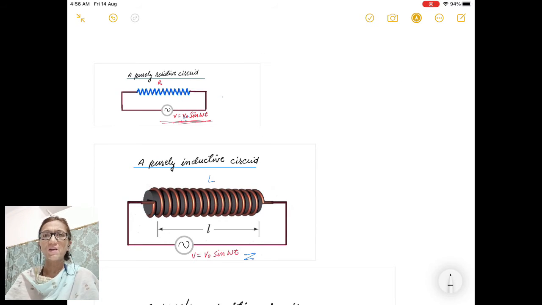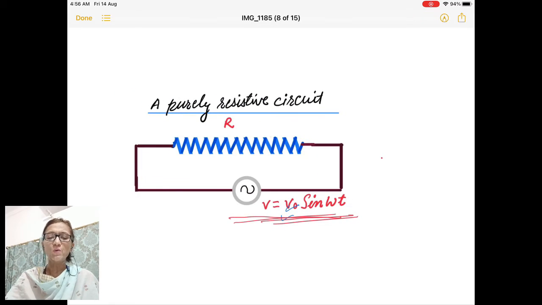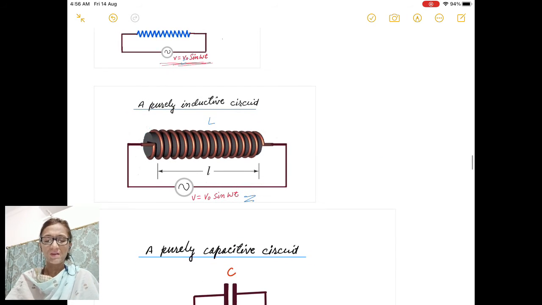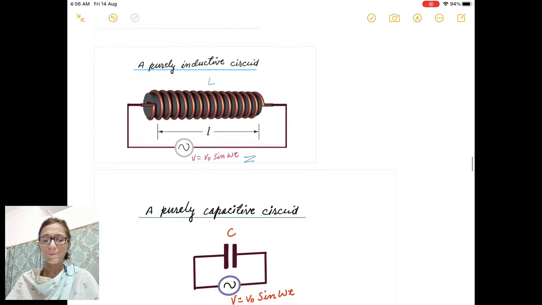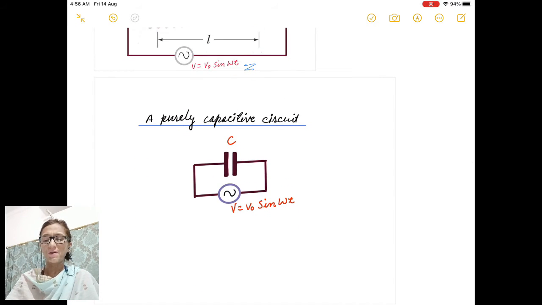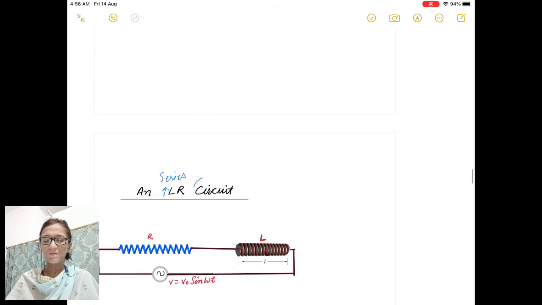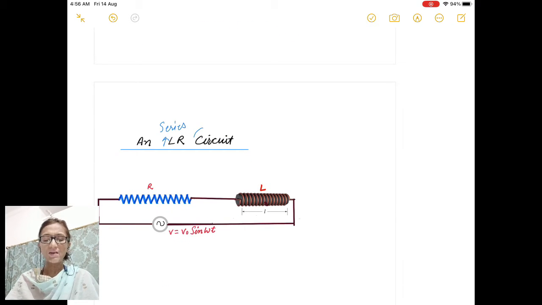Now we can apply this sinusoidal varying alternating current to circuits. In this circuit, it is containing only a resistor, so this circuit is called a purely resistive circuit. This is your purely inductive circuit, as it is containing an inductor with inductance L. Similarly, you have here a purely capacitive circuit. Now here you have a combination of a resistor and an inductor connected in series. So this is a series LR circuit.